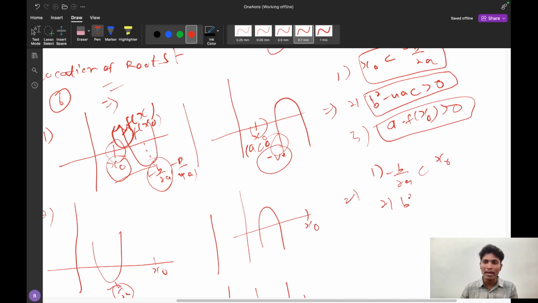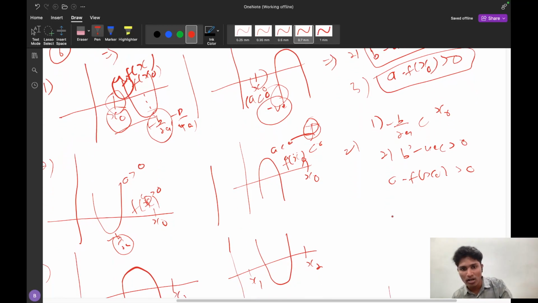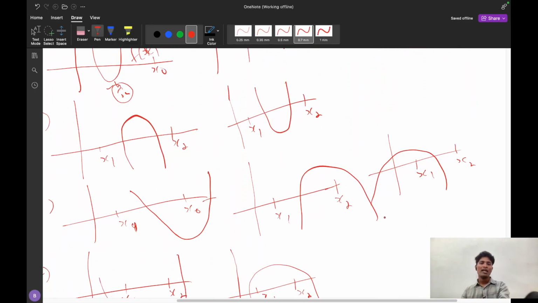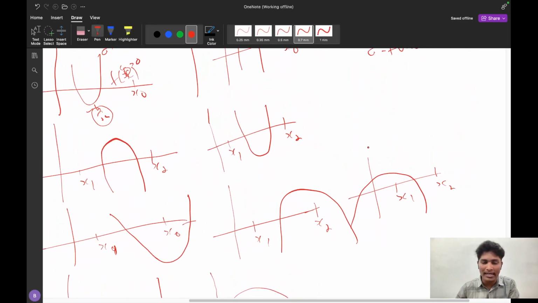And the second condition says b square minus 4ac greater than 0, and a into f of x naught greater than 0. Here it is greater than 0, here it is less than 0, that is d greater than 0, here it is f of x, here it is f of x. F of x naught is less than 0, here it is less than 0. So if I multiply both things, it will be positive. So these three are the valid conditions. And like this, you have to repeat all the conditions.